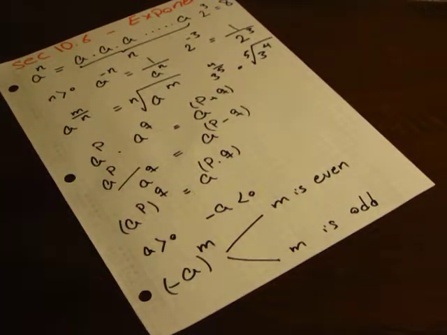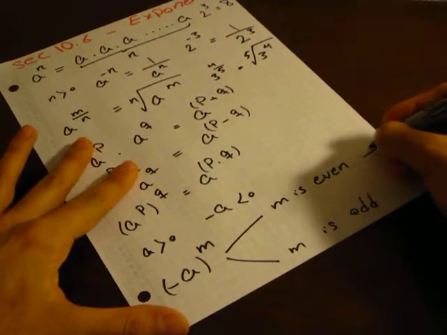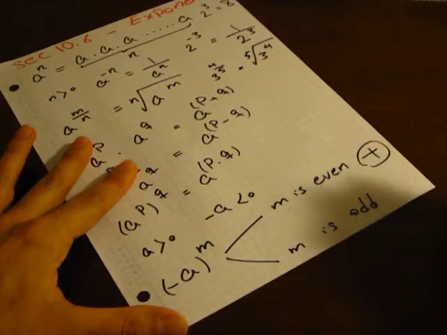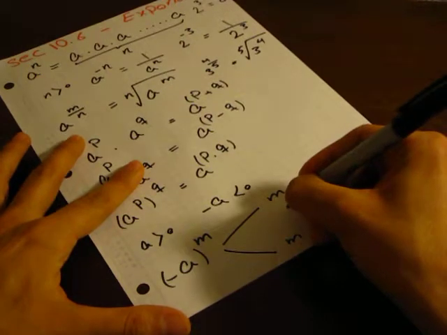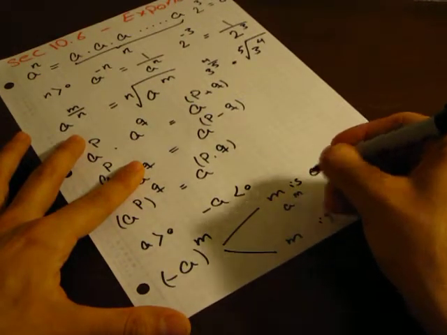So what's going to happen when we are multiplying negative number by itself, or in other words, negative a to power of 2, we have negative times negative, so it is a positive number. So every time a negative number is going to power of an even number, the result is going to be a positive number. Or in other words, you can ignore the negative sign and you can rewrite it as a to power of m.